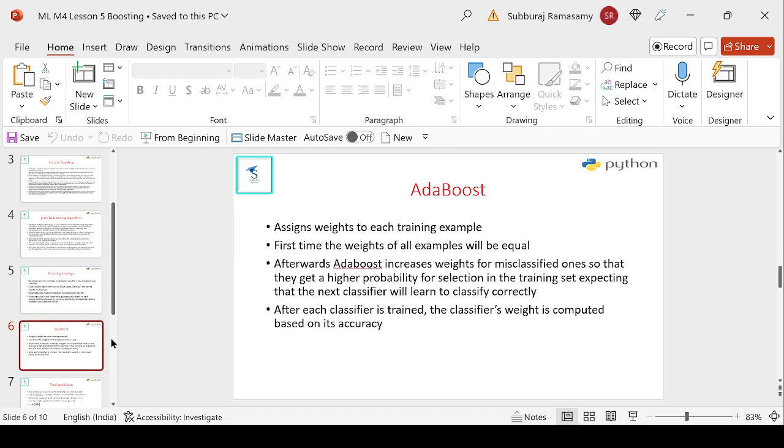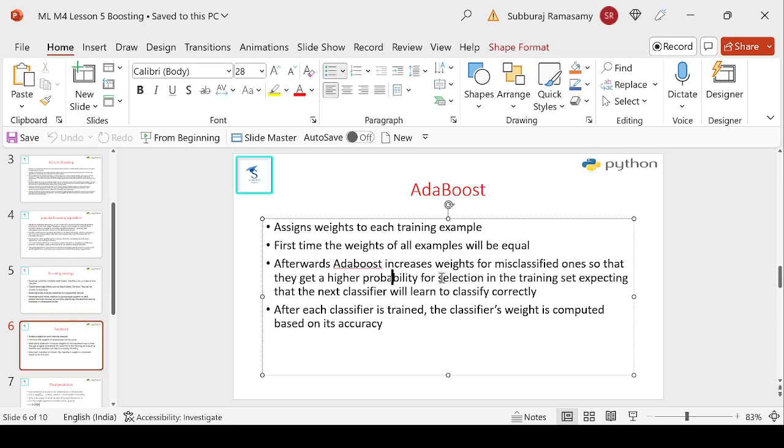So AdaBoost assigns weights to each training example. First time, the weights of all examples will be equal. After that, AdaBoost increases the weight for misclassified ones so that they get higher probability for selection in the training set, expecting that the next classifier will learn to classify correctly. This is the hope. If you give more weight, we hope that you get lesser error.